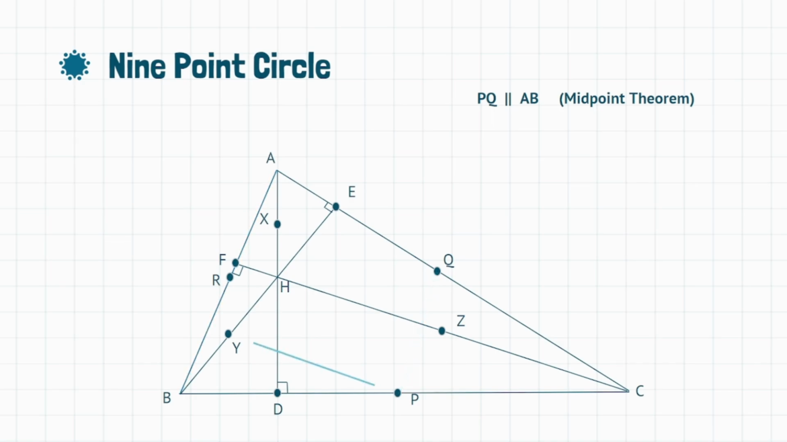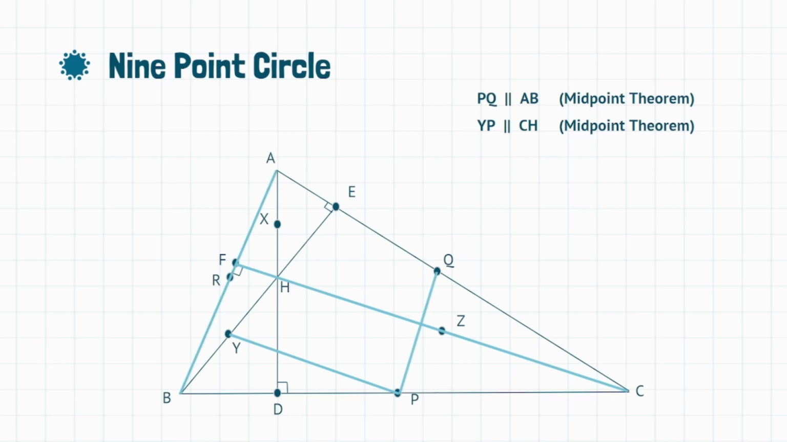Similarly, if we draw line YP, in which P is the midpoint of line BC and Y is the midpoint of line BH, and CH is the third side, line YP is parallel to line CH. Since YP is parallel to CH, it is also parallel to CF.